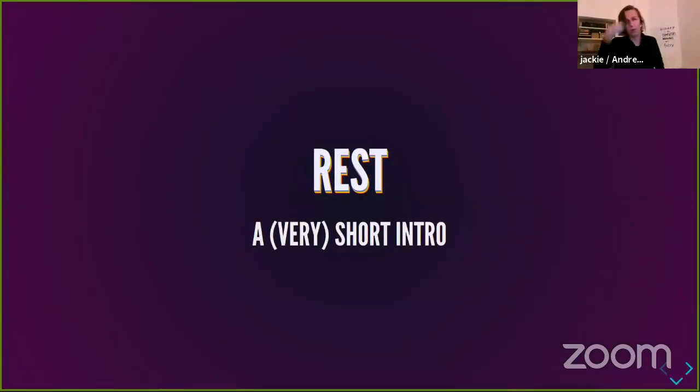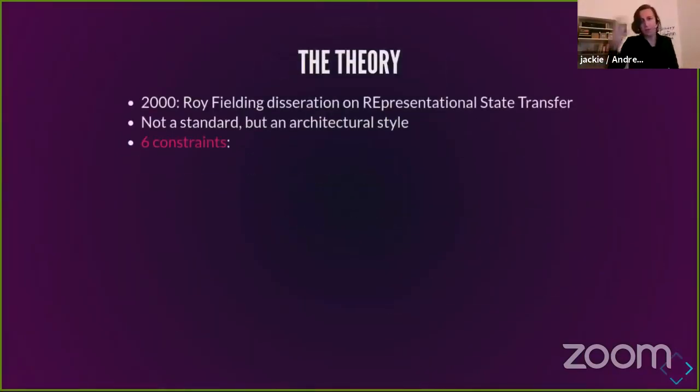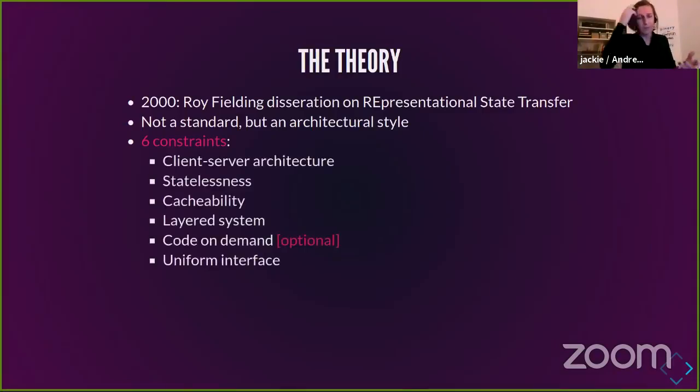So first of all, a very short intro to REST. The theory comes from Roy Fielding and Roy Fielding's dissertation in 2000 about representational state transfer. And the important thing is that REST is not a standard, but an architectural style, and the core of REST are 6 constraints about how a software system should work. First of all, it's a client-server architecture, and it has to be stateless. So that's quite familiar to web developers because HTTP is stateless and we have a client-server architecture.